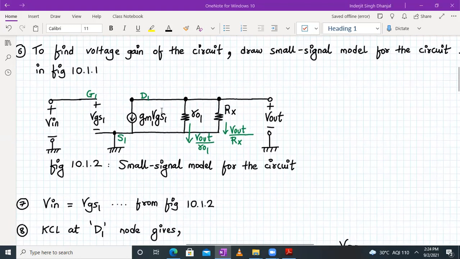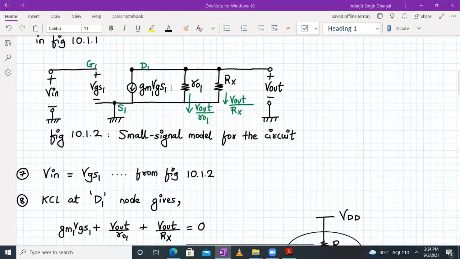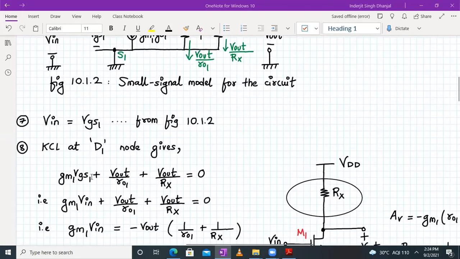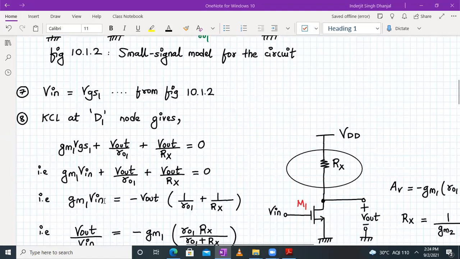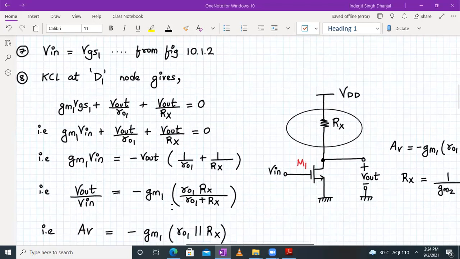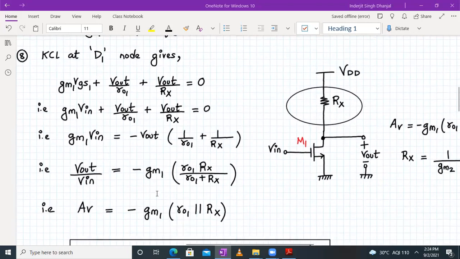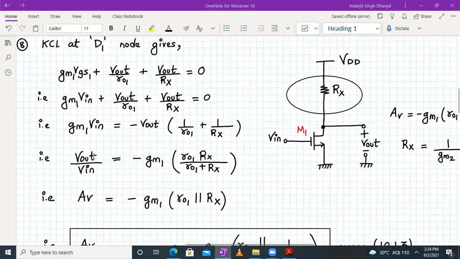So when we apply a KCL at the drain 1 node, all the three currents are outgoing. Which are the three currents? gm1 into VGS1, Vout upon RO1 plus Vout upon RX. Now we substitute VGS1 as Vin. So we get Vin terms and Vout terms, we can isolate them, and after isolation we'll get Vout upon Vin is equal to minus gm1 into RO1 parallel to RX, right?